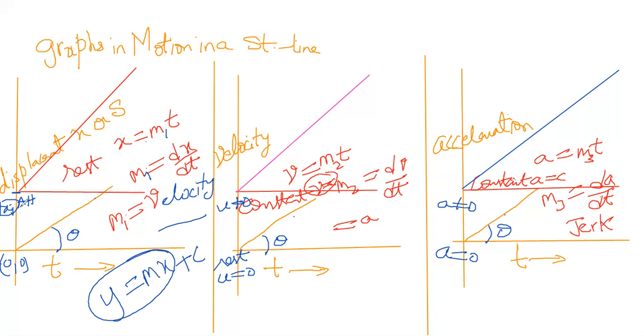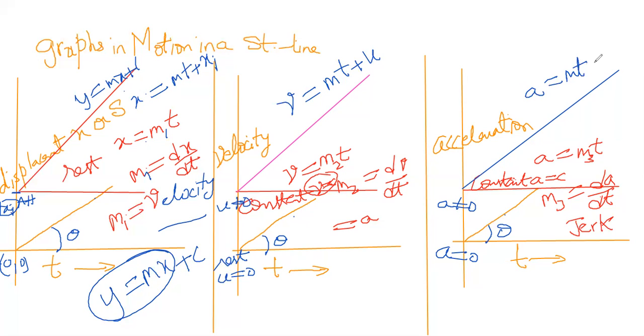Yes, sir, there is a plus c. Then the equation is y is equal to mx plus c. That c is a positive constant. If you write that as an equation, x is equal to mt plus c. What is that c? c is like xi. Understood? Similarly, v is equal to mt plus the initial velocity u. And a is equal to mt plus the initial acceleration ai. Is this understood? Yes, sir.